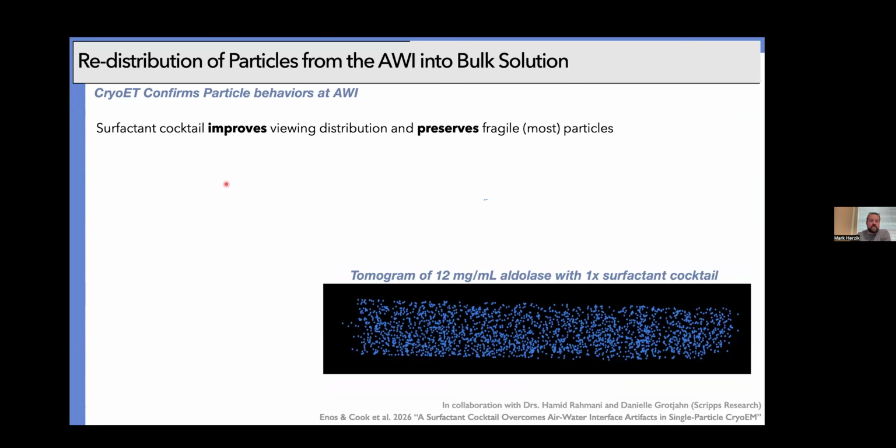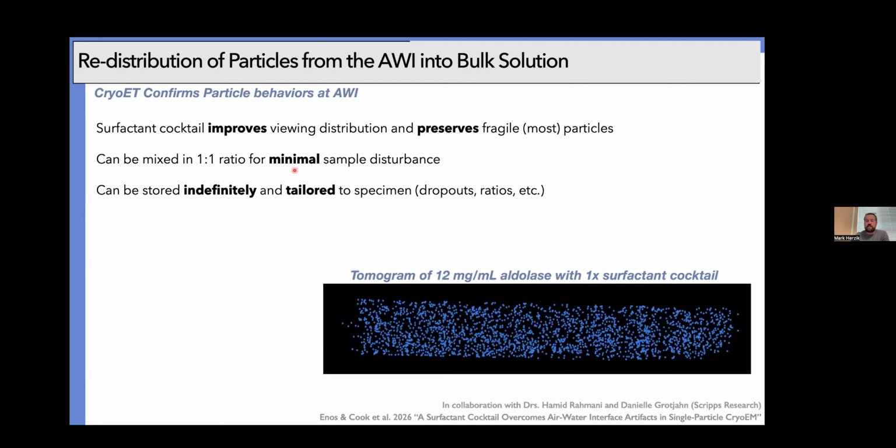Now, so what do we know? We know that this surfactant cocktail in its current formulation improves the viewing distribution of multiple different samples we tested. And importantly, it preserves the fragile domains that get denatured and unfortunately get lost at the air-water interface. What we also know is that it preferentially wants to be mixed at a 1-to-1 ratio. So you have your sample at 2x, you have your surfact at 2x. And the reason for this is it has minimal sample disturbance versus adding a very concentrated working stock and then diluting it in your sample. And so that we've seen works best for this.